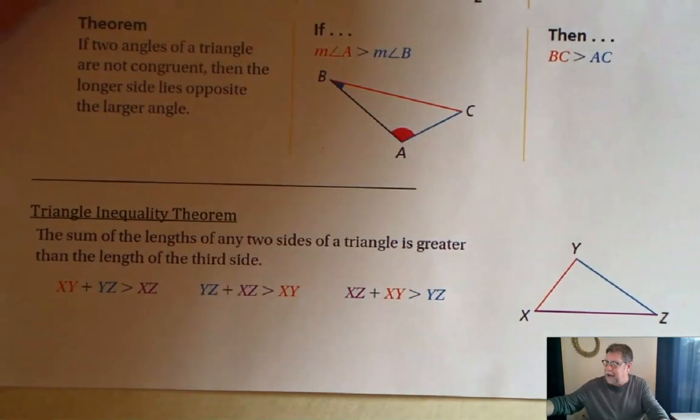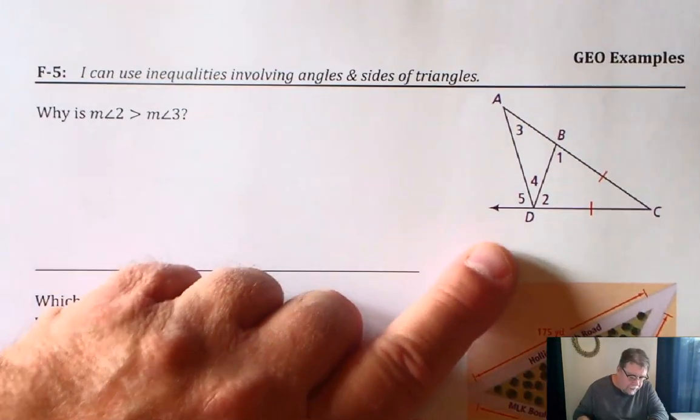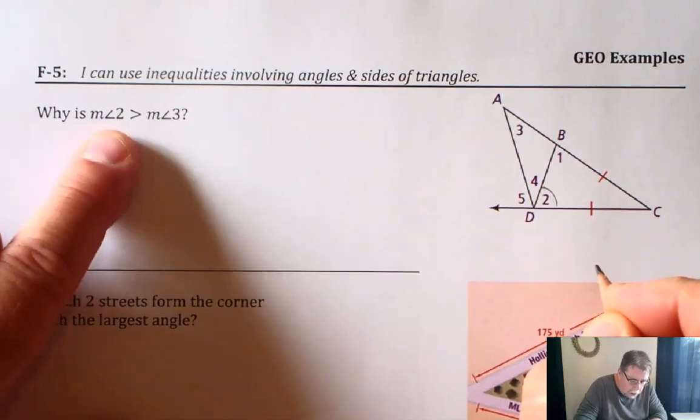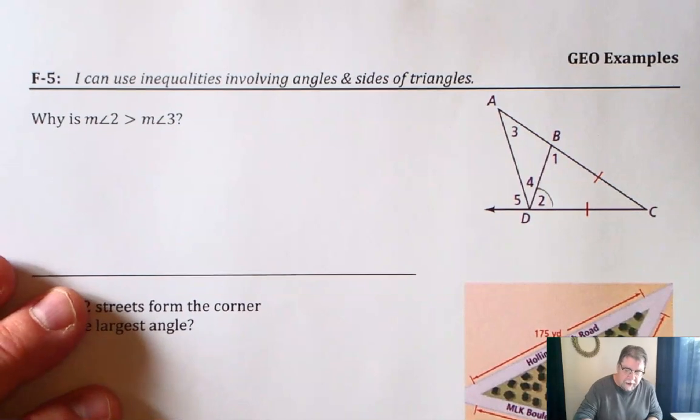Let's take a look at a couple of examples and see how this works out. The question is, if we look at this triangle, why is angle 2 larger than angle 3? You can't just say it looks larger. We have to prove it.